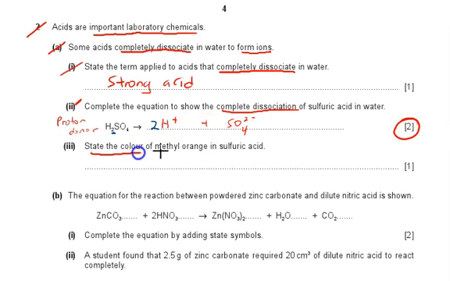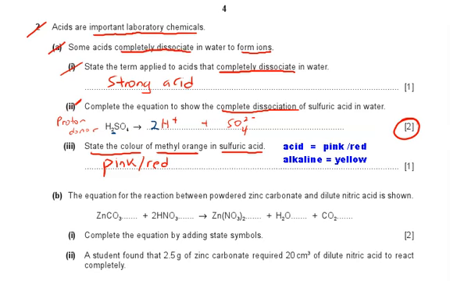Okay, now state the color of methyl orange in sulfuric acid. So this one definitely should be a pink color, pink or reddish color. Okay, and then please remember this. For acid, it will show as a pink or red color. In alkaline solution, methyl orange will show a yellow color.